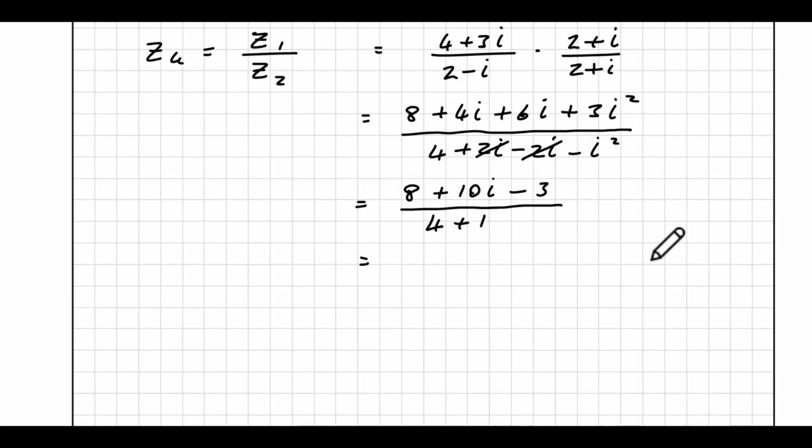So we've got 8 minus 3, which is 5, plus 10i. And then on the bottom we've got 5. So when you have a plus in the middle here, you must divide this 5 into both of these. If that was multiplied, you would just divide into 1. But because there's a plus here, you must divide into both of these. So 5 into 5 is 1, 5 into 10i is 2i. And that is it for question 2.